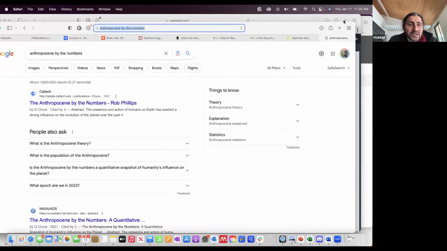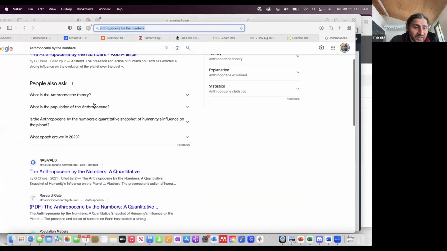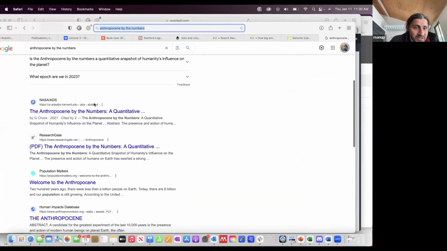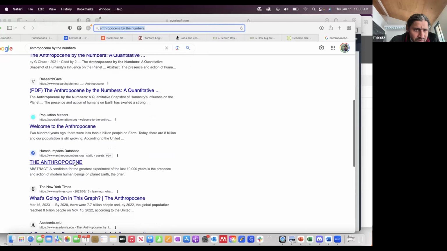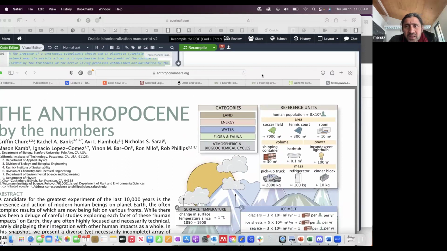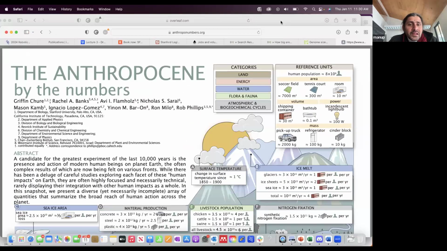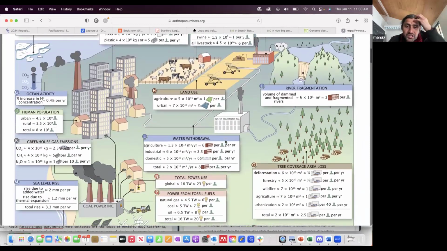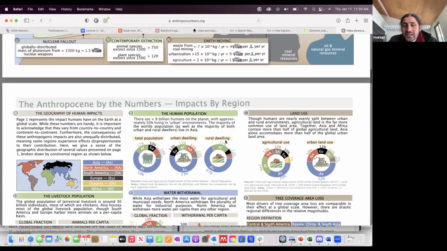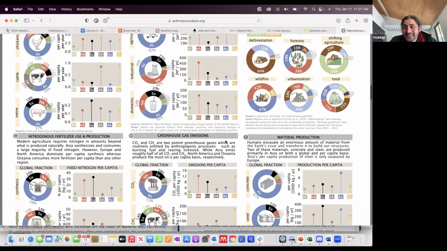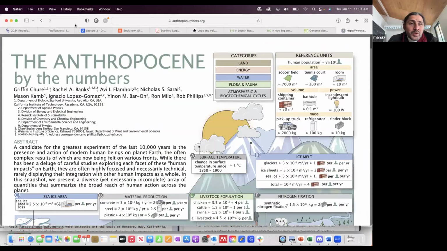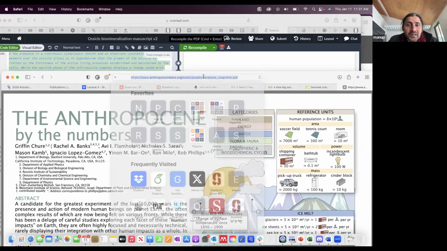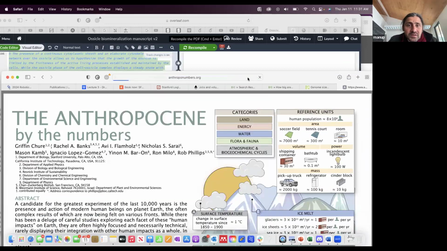So just like what we did for the cell, where is the site? Anthropocene by the Numbers, human impact database. This is kind of a summary. And frankly, if any of you care about our planet, this image should literally be ingrained in your head. It's quite a complex data set, but let's go to this website.